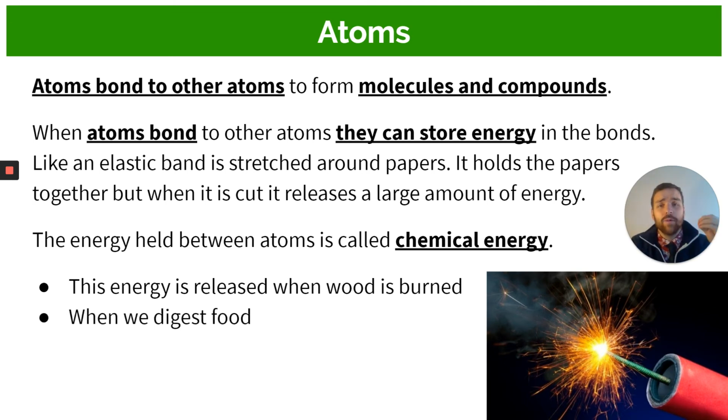Now, when we digest food, we're taking food made of all these complicated molecules, all these atoms stacked on top of each other, and our body breaks them apart, absorbs that energy and uses the energy from the food to keep us alive, to help us breathe, to help our hearts beat, to help us run, whatever it may be, okay? So we use chemical energy regularly.